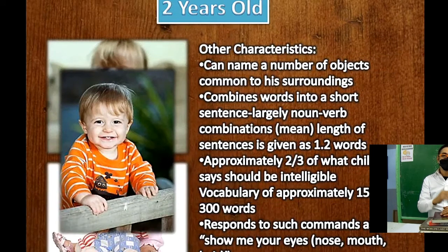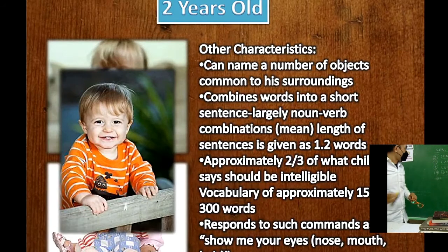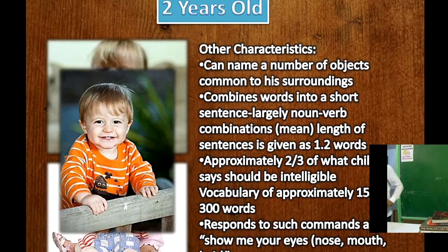Can name a number of objects common to his surroundings. Can combine words into a short sentence, largely noun-verb combinations. Length of sentence is given as 1.2 words. Approximately 2/3 of what a child says should be intelligible. Vocabulary of approximately 150 to 300 words. And can respond to such commands as "show me your eyes," "show me your nose."